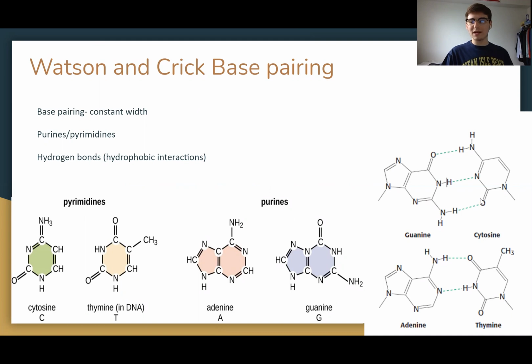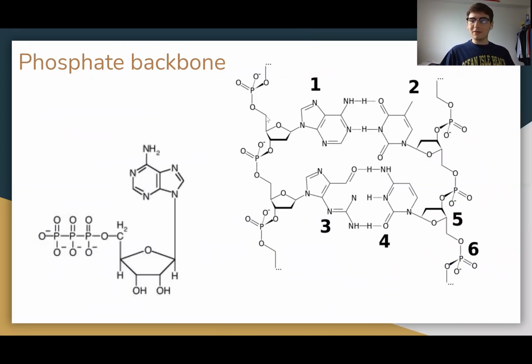Guanine is complementary to cytosine, and they form three hydrogen bonds in between them. Adenine and thymine form two hydrogen bonds between them, and they pair up together to make that double helix of our DNA. So next is going to be the phosphate backbone.